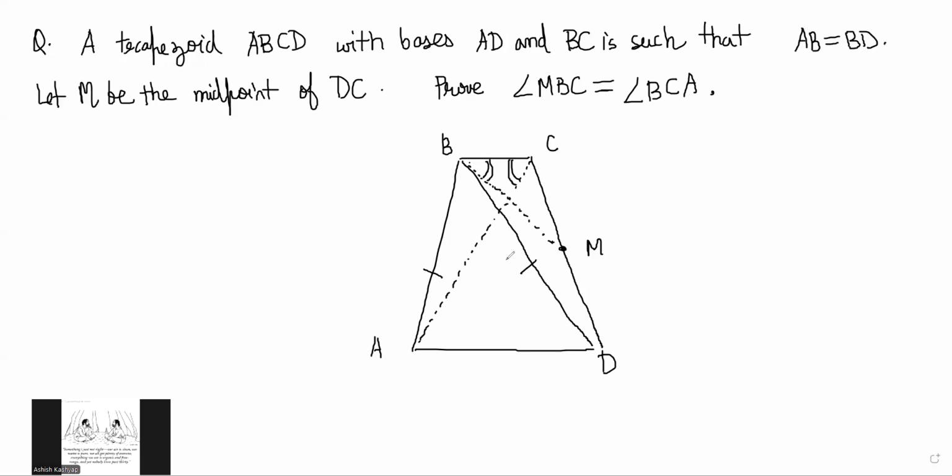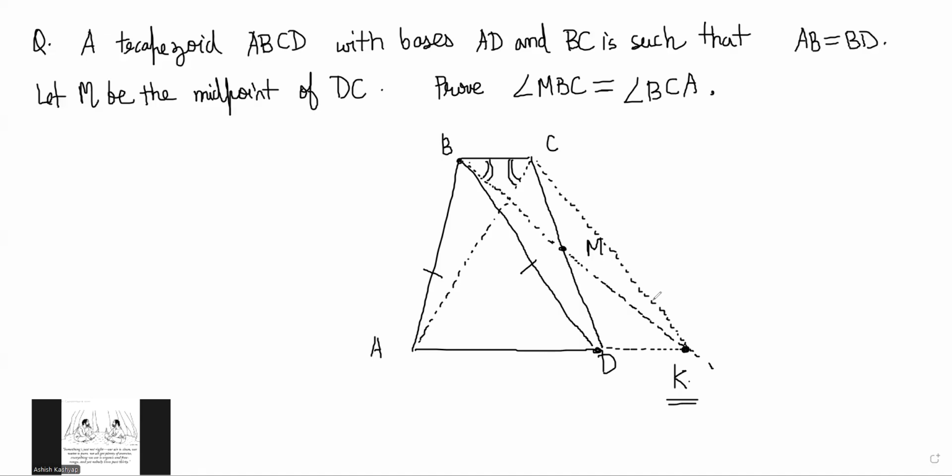If you try to directly do it, it is a little annoying. What you should do is extend this line and extend this also. Let's say they meet here at K and you can join C and K. What have I done? I have extended the line BM such that it meets the base AD at an outside point K.